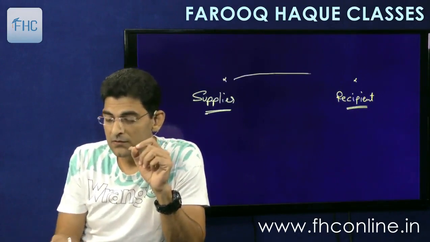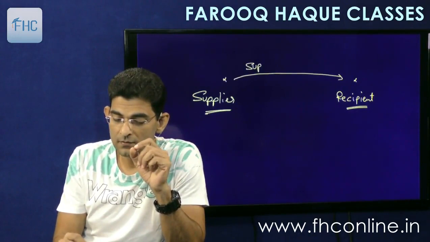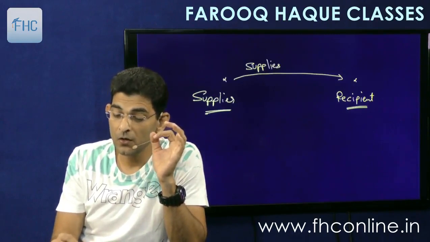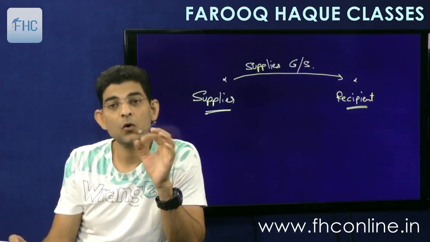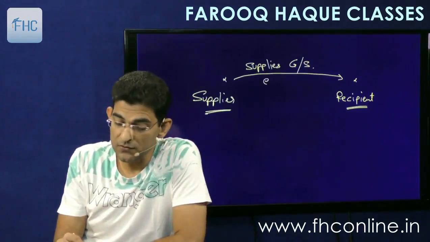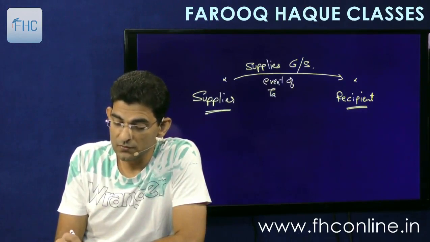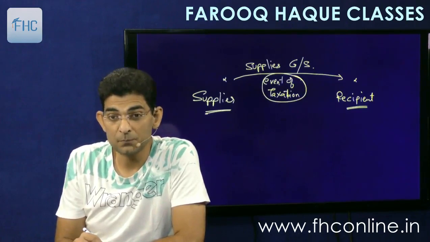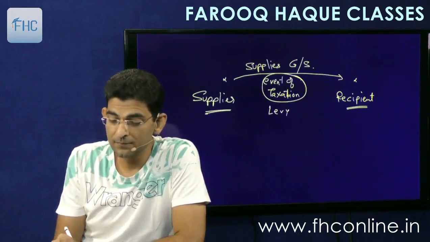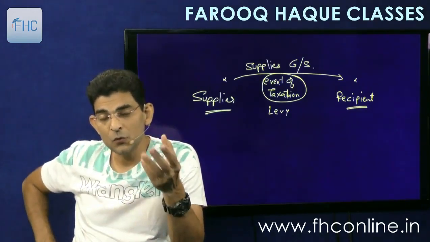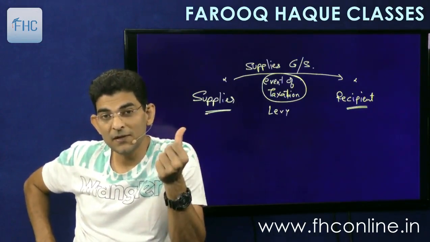So the supplier supplies. So supplying is the event of taxation, goods or service or both. Supply is the event of taxation. Now the supplier is the person on whom the tax is imposed. So the imposition or the levy takes place on the event, and on whom, because levy has to be on the event, of course. But who will pay tax? The supplier will pay tax.